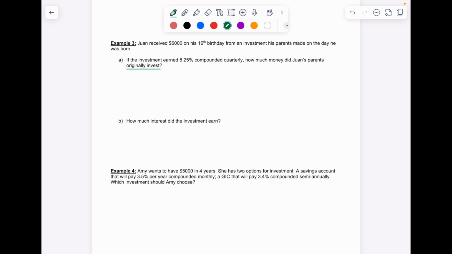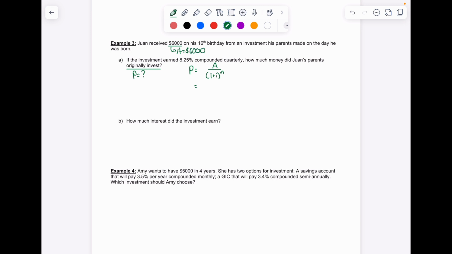Again, we are solving for P. P is the thing we're looking for. So we're going to use our formula, which is P is equal to A over 1 plus i to the power of n. So now we just need to figure out what A is, what i is, and what n is, right? So reading the problem, if Juan received $6,000, well, this is what you have in the future, right? So he received it. So that was $6,000. Your A is 6,000.